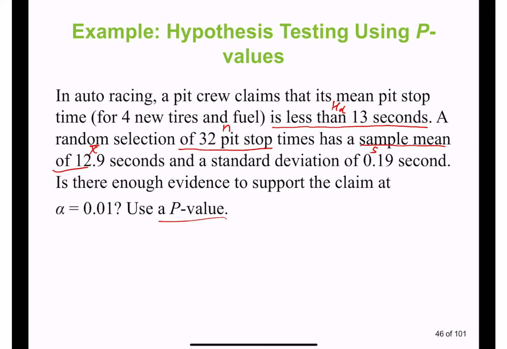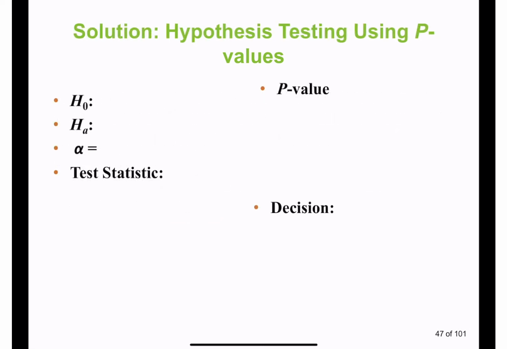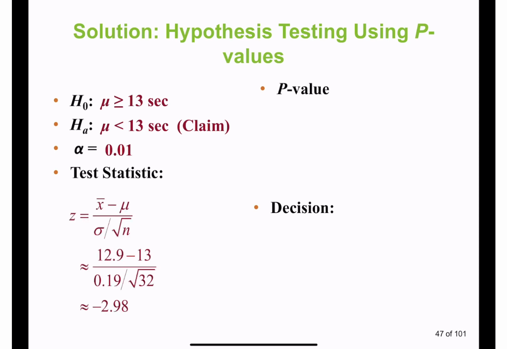The only difference is we don't have a z-score to find the p-value. Therefore we use the z-score formula that we just learned. Alpha is 0.01. Everything is given. Here is the formula for the z-score. Once we calculate the z-score, nothing can stop us. With this z-score, we can find the p-value, then compare it to alpha and make a decision.